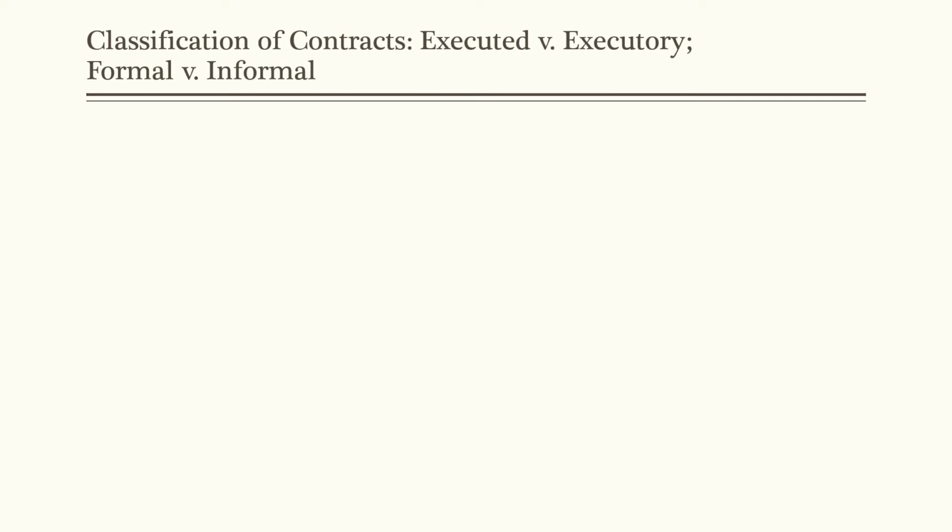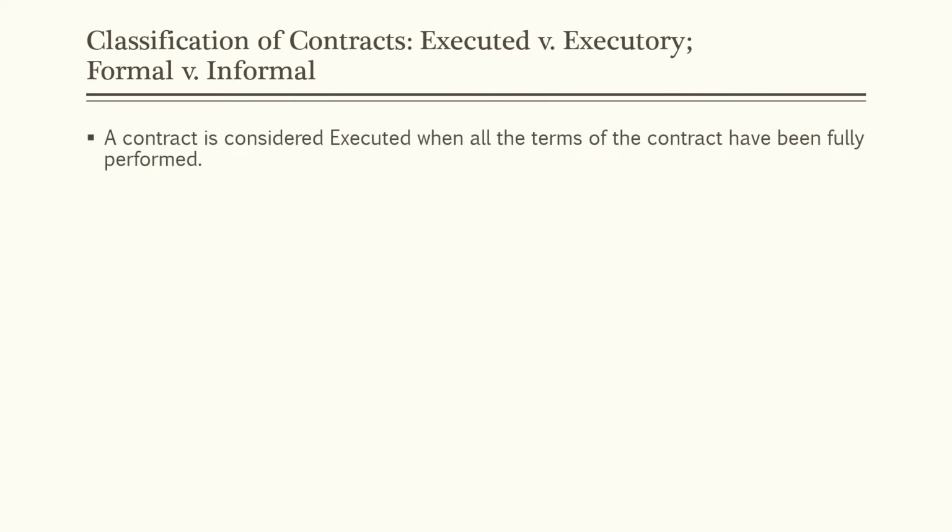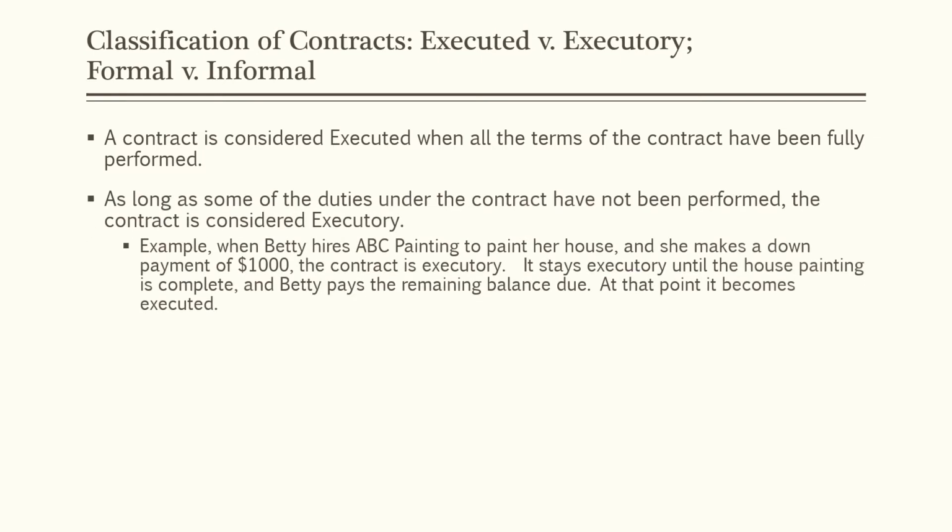Next, let's talk about two different classifications of contracts: executed versus executory, and formal versus informal. A contract is considered executed when all the terms of the contract have been fully performed. As long as some of the duties under the contract have not been performed, the contract is considered executory.